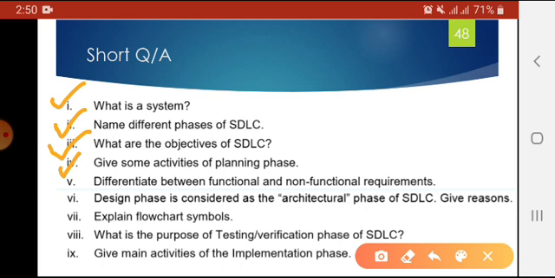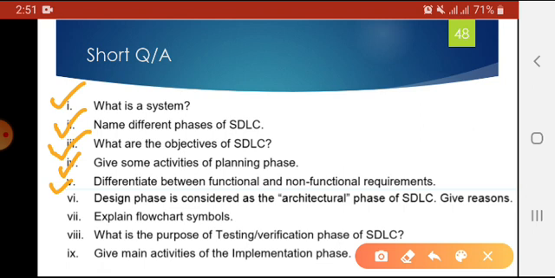Next question is about the difference between functional and non-functional requirements. Again, it is a very direct question, and their definitions are clearly mentioned in your book. Functional requirements basically specify the functionality of the software, which means they tell about the functions and operations of the system, and non-functional requirements specify the criteria for the judgment of the system, or for the judgment of the functional requirements.